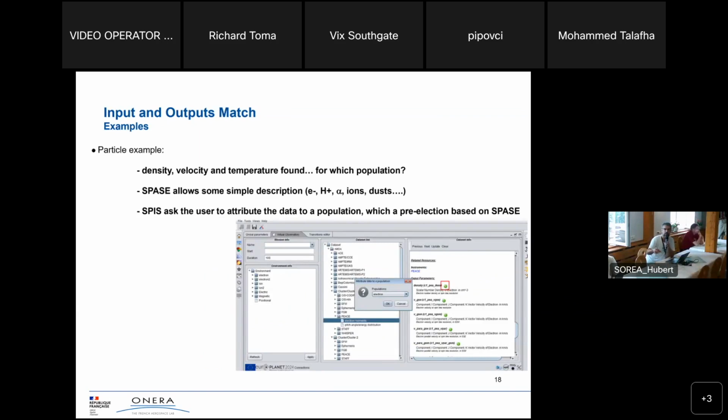It can go even further if you look at the particles. There is a very simple description of the kind of particles to which fields correspond. At least it makes a difference between electrons, protons, ions, dust, and so on. So when you want to import this data, SPACE will automatically recognize that it's at least an ion or an electron and propose the best-treated population to which it should be imported.